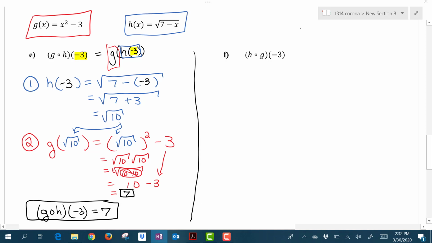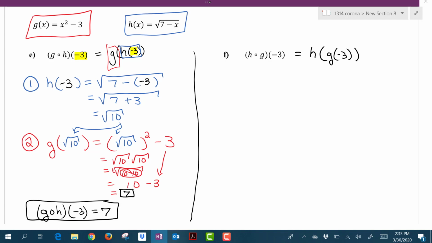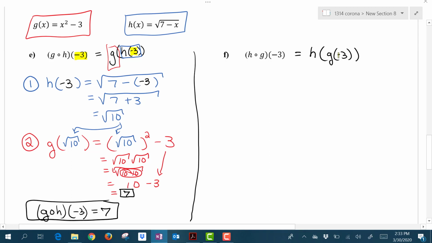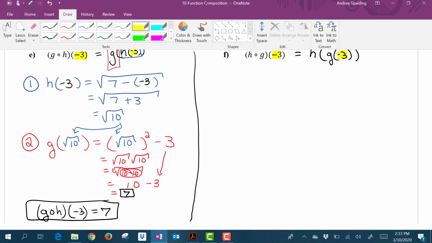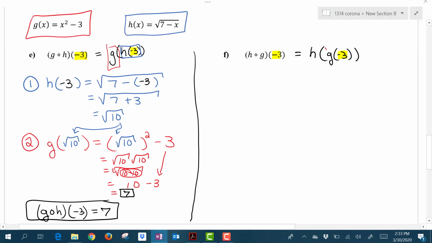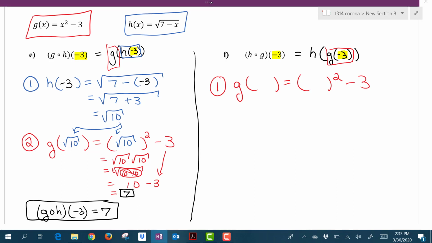Okay, what if we do it in the opposite direction? So I'm going to start with function H this time, and inside that I'm going to put in function G, and then inside function G we're going to put that -3. So this time -3 is going into this composition. Okay, this time the inside function is actually going to be G. So I'm going to start with that red function. I'm going to write out that inside function G, replacing all of the x's with parentheses, and then I'm going to drop in a -3.